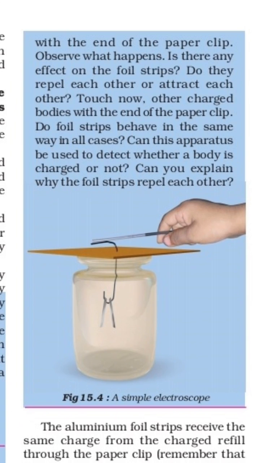Touch now the other charged bodies with the end of the paper clip. Do the foil strips behave in the same way in all cases? These refills get charged from different materials, and again we touch them to the paper clip, and the foils behave the same way: they are repelled to each other in each case.